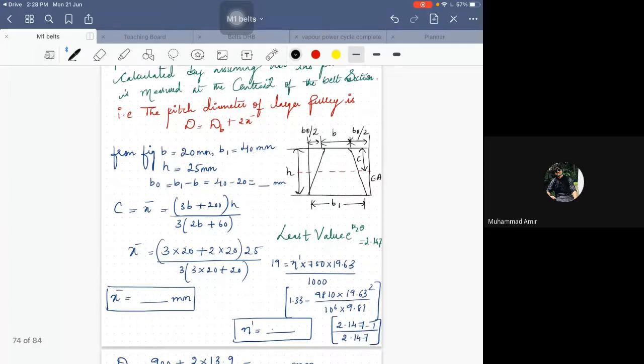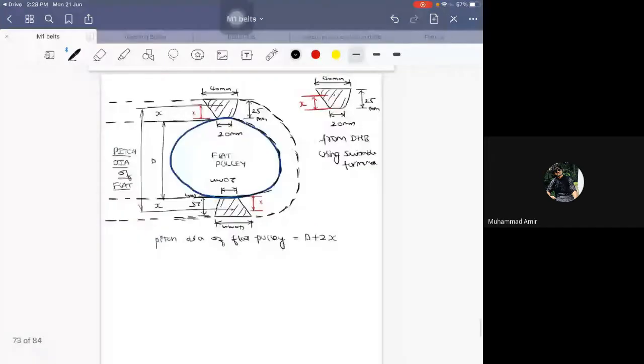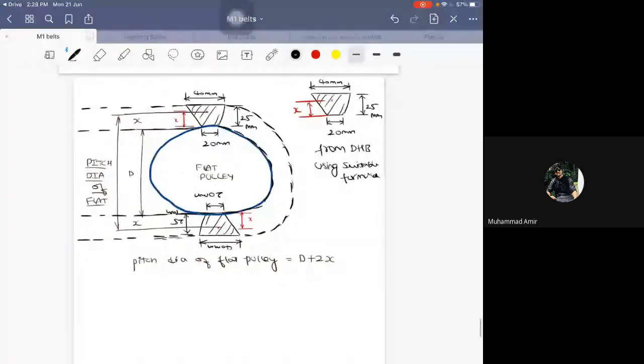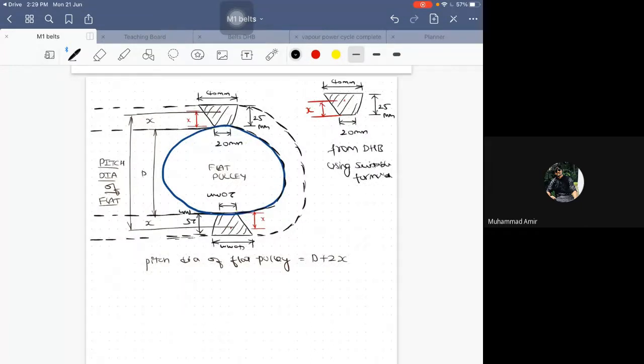Should I do the centroid calculation also? Yes or no? Please give me a message in the chat box. Do you require even the centroid calculations to be done? Okay. Fine.